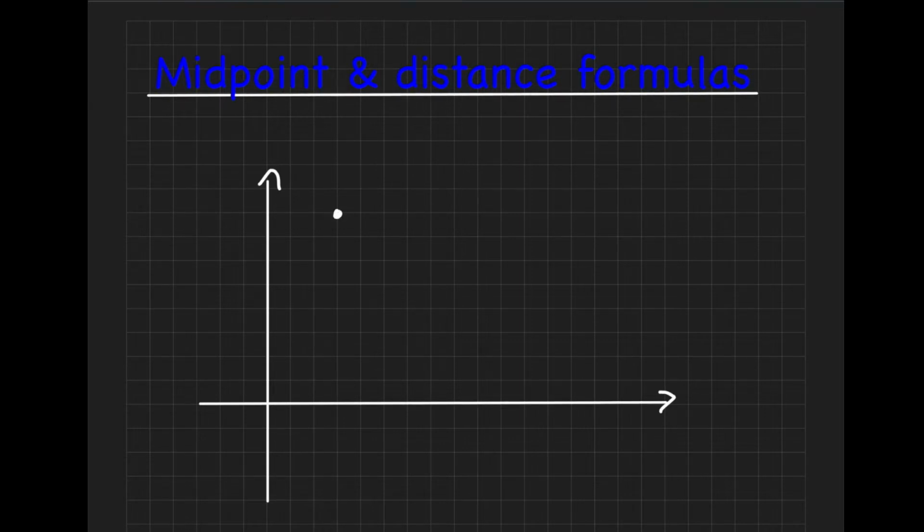We could have a point here at 3, 8. And we could have a point somewhere down here at 9, 3. So there's 2 points, and we want to find the distance from one point to the other.